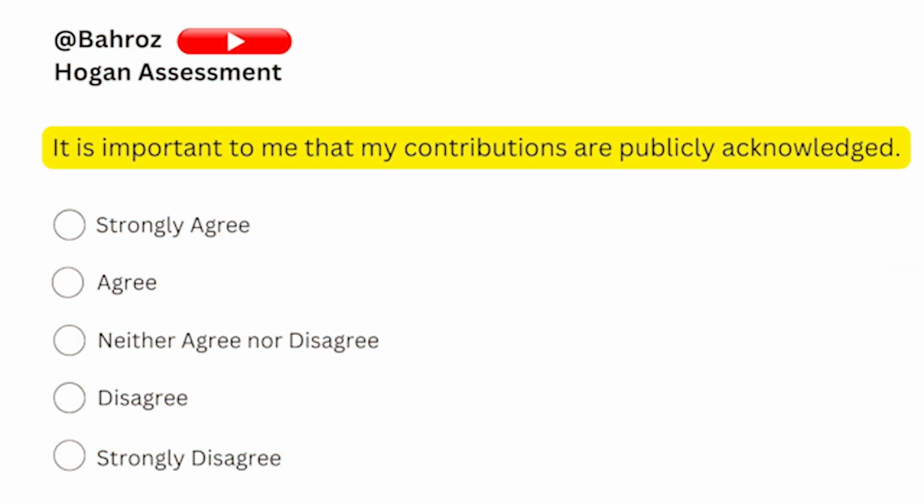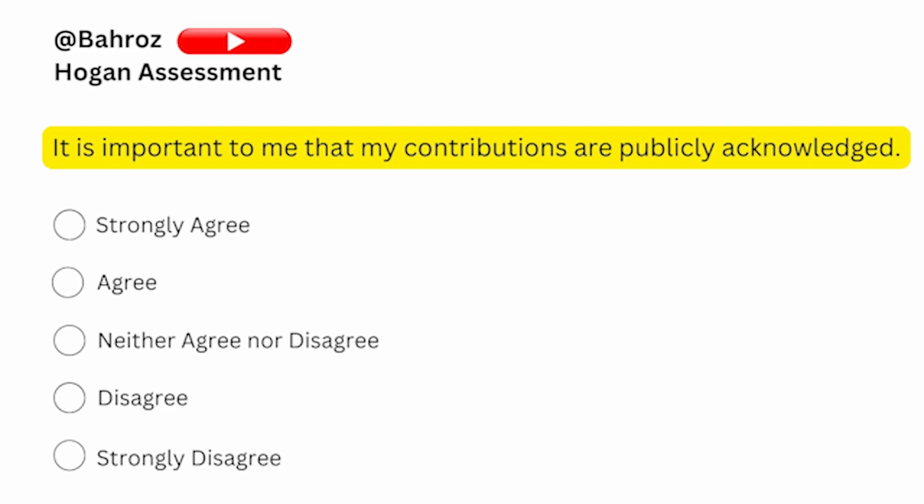Question 15. It is important to me that my contributions are publicly acknowledged. The recognition scale measures how much you are driven by external validation, visibility, and status. Here is the strategic coaching point. If you score very high on recognition, companies might worry you are motivated purely by ego rather than by genuine commitment to the work and the team. If you score too low, they might wonder if you have the ambition and drive to push for results.